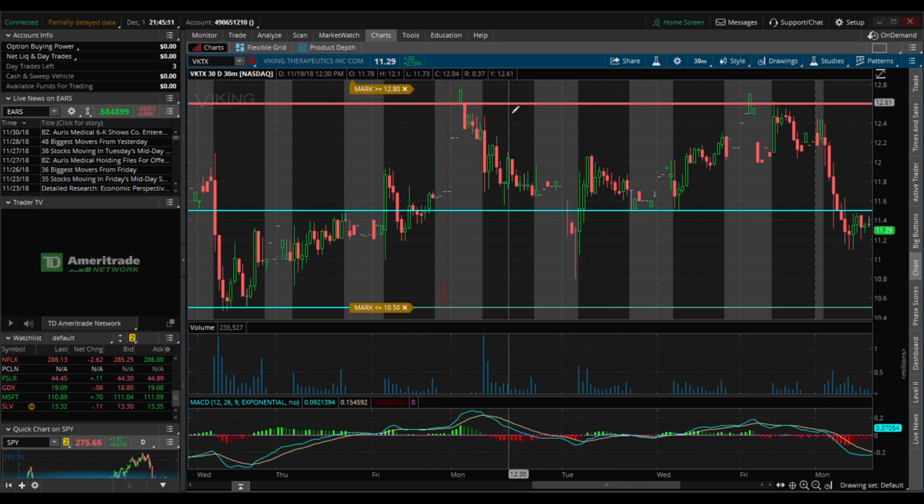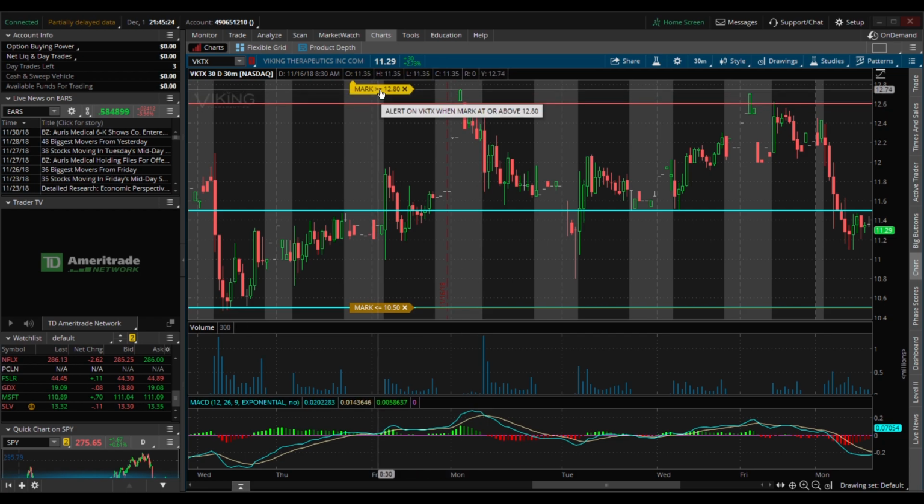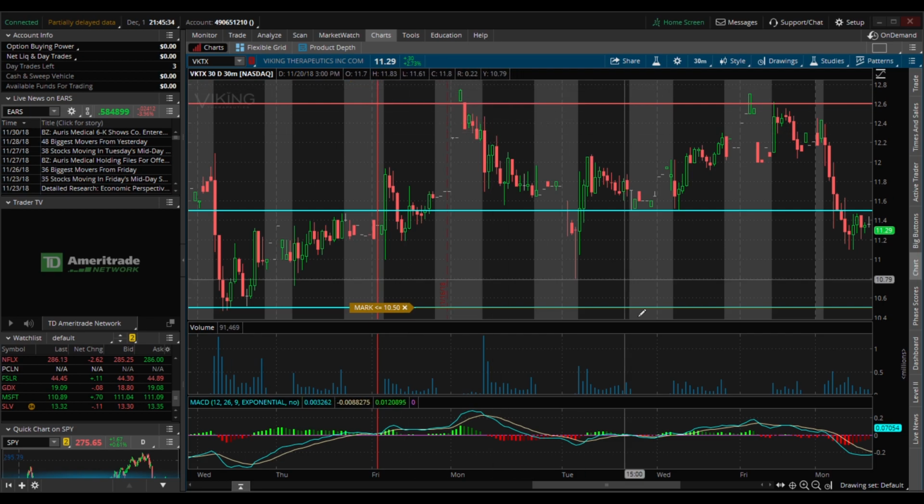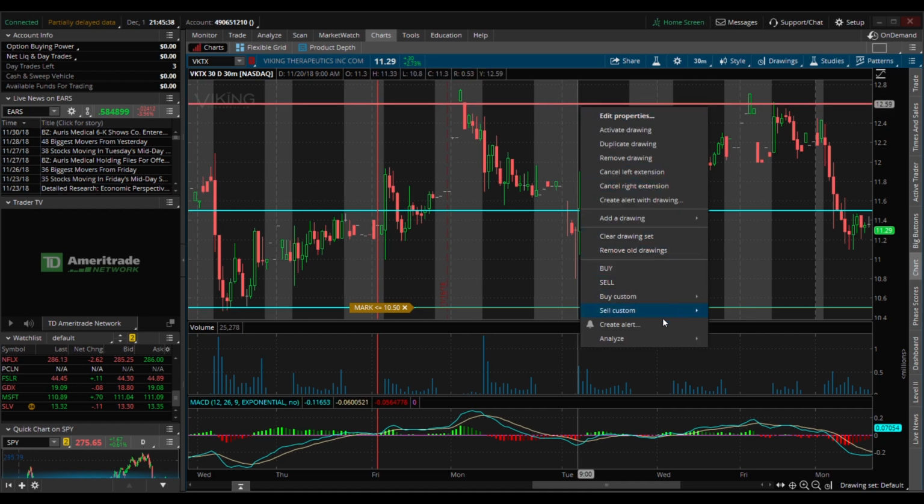So this is you move this line down because you noticed that it had trouble reaching it before. So this could be a new resistance for the stock. So you have your markup here. So for an alert at 12.80, you're going to change this. My bad. Okay, so you're going to change this now. Create a new alert here. Create alert.